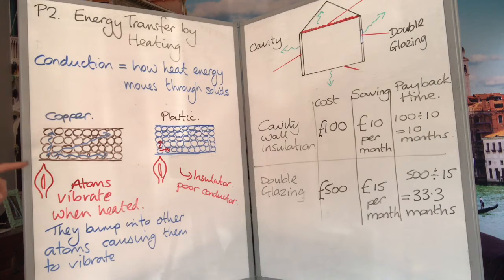Okay, so we can summarize here. The atoms vibrate when they're heated. They bump into each other, and this causes them to pass those vibrations on. So the heat energy passes through good conductors quickly.